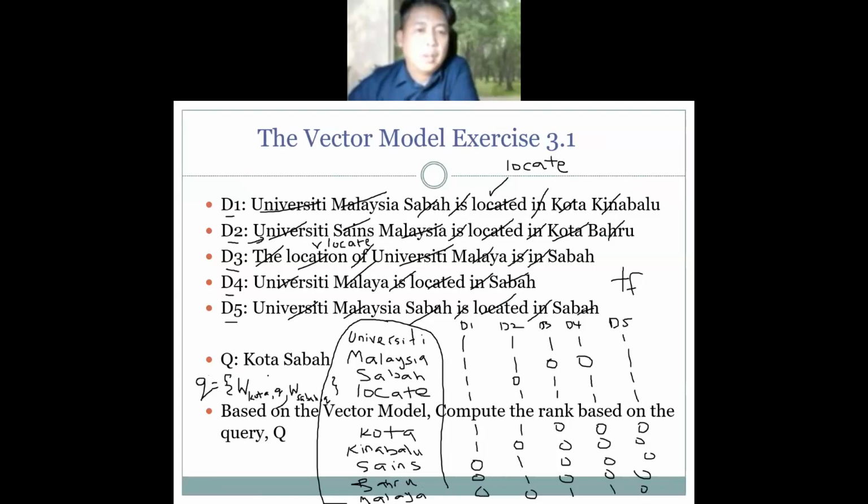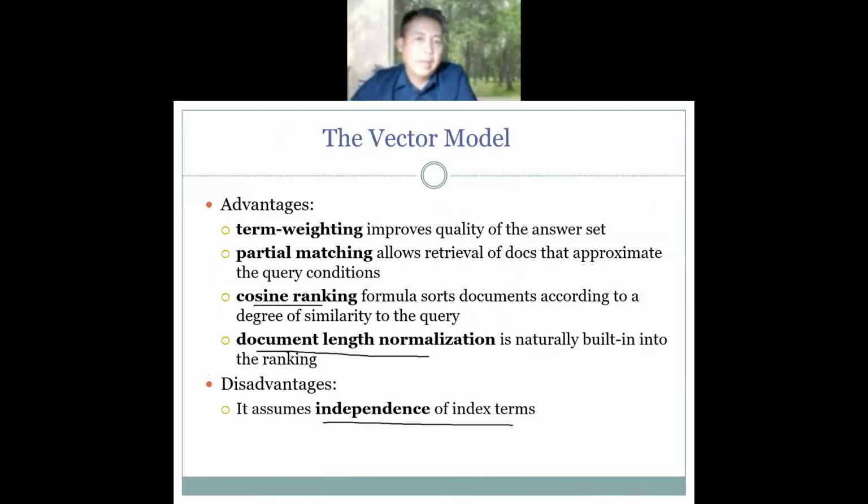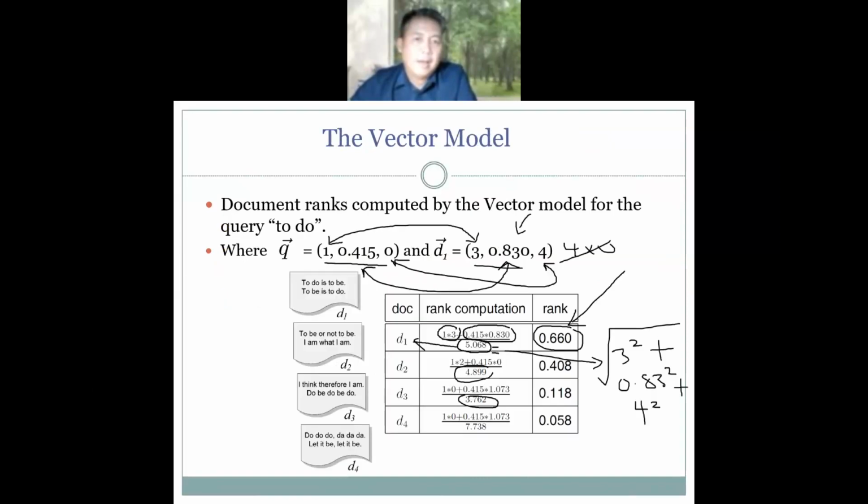Then of course, each column here will be the weightage of the individual document that you have here. Okay, so you just follow exactly what we have here.